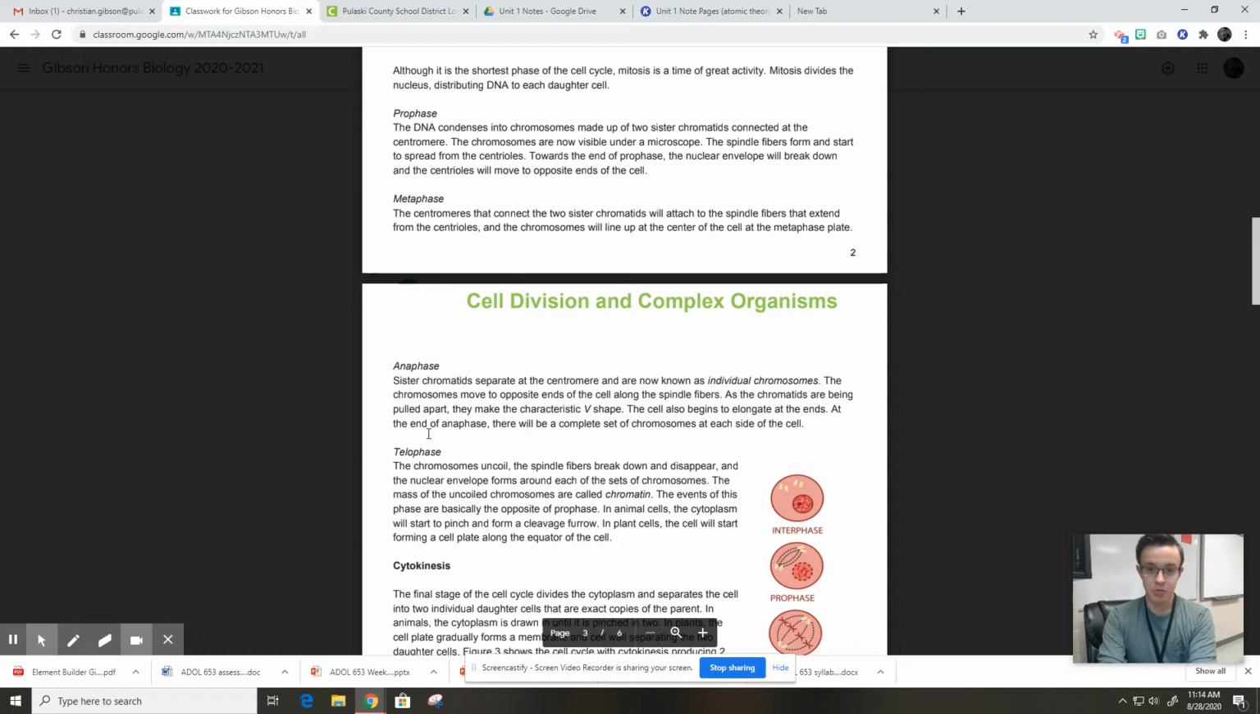Metaphase is where the chromosomes then line up in the middle of the cell, okay? And there's a reason for that. So metaphase, middle, metaphase, middle.